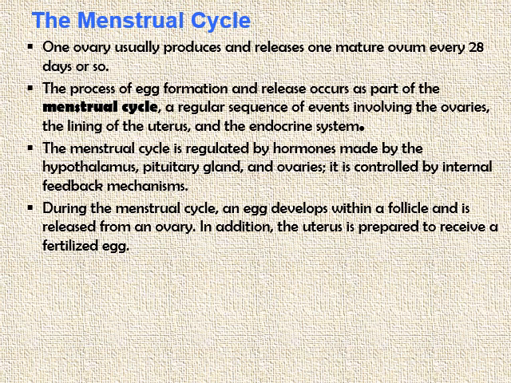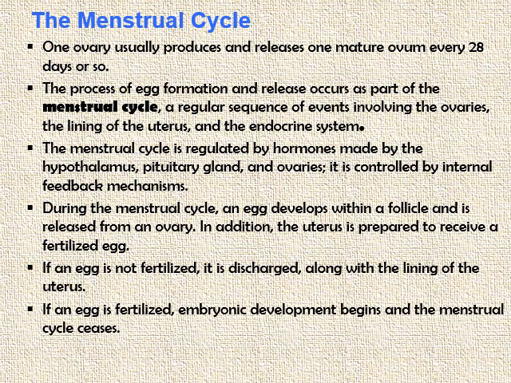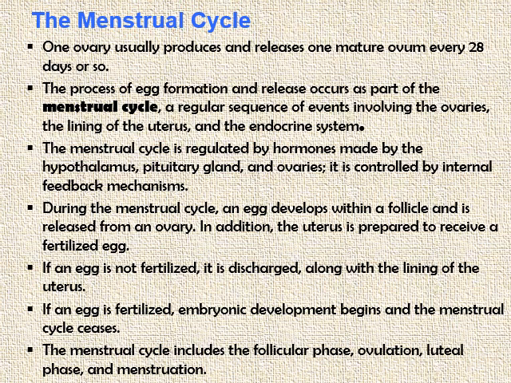During the menstrual cycle, an egg develops within a follicle and is released from an ovary. In addition, the uterus is prepared to receive a fertilized egg. If an egg is not fertilized, it is discharged along with the lining of the uterus. This is what we call menstruation. If an egg is fertilized, embryonic development begins and the menstrual cycle ceases. The menstrual cycle includes the follicular phase, ovulation, luteal phase, and menstruation.